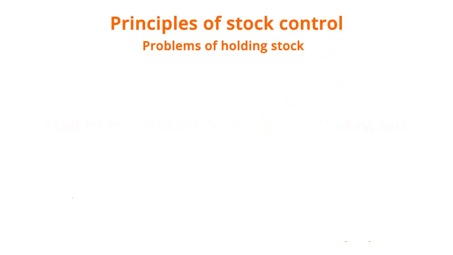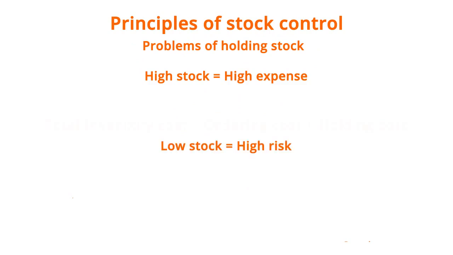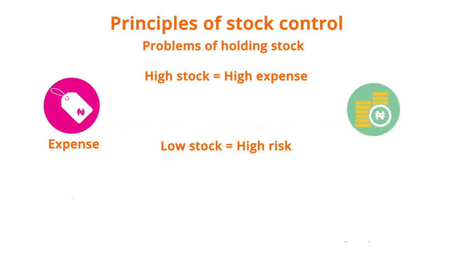Let's take a look at the basic principles of stock control as SMEs. What are the problems of holding stock? High stock equals high expense, and low stock equals high risk. As SMEs, we need to note that stock is an expense and not a source of profit. Also, stock value usually makes up 50 to 60% of an enterprise's capital.